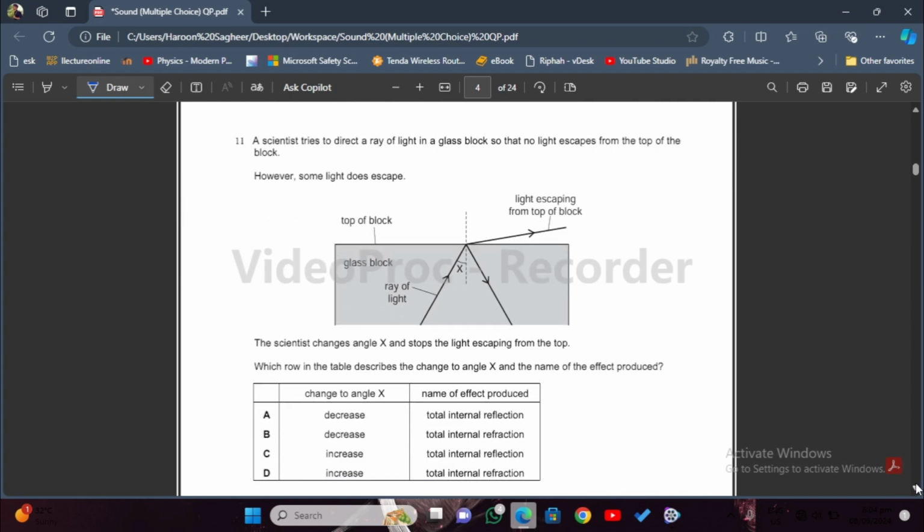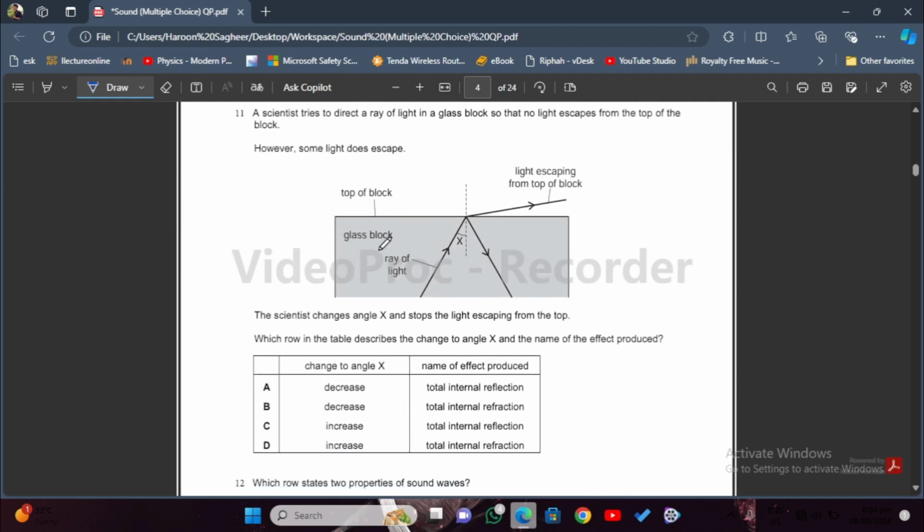Right, question number 11. Here we have a glass block in which there is a ray of light making an angle x. That angle is called the angle of incidence, and that ray is getting out of the block. It's going into the air. So it is like getting refracted.